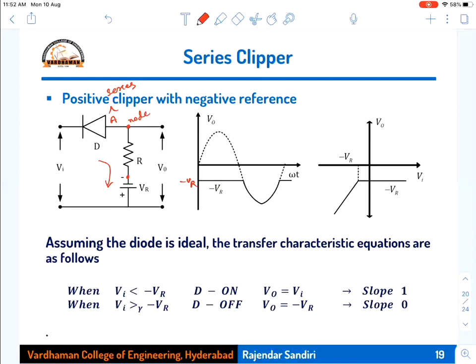And the negative reference, if you take it here, this is minus VR, and anything less than that, the slope is 1. Anything greater than that, the slope is 0. Here the slope is 0. Here the slope is 1. So here V0 is equal to Vi. In this case, V0 is equal to minus VR. Okay, therefore the plot was like that. And the characteristic equations you will get like this from the operation.